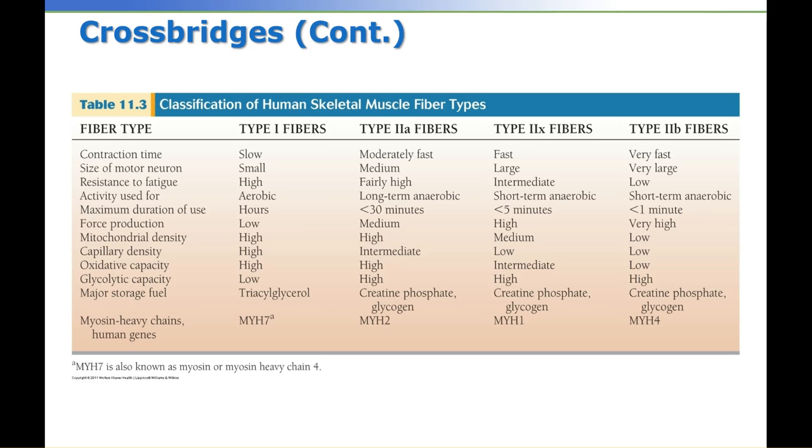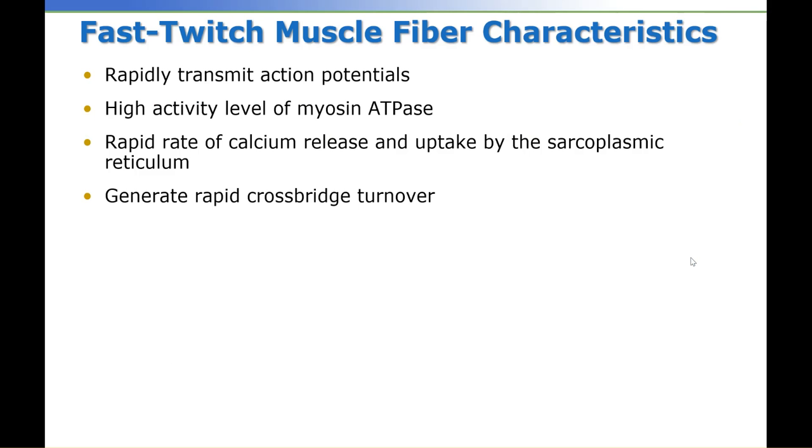Capillary density is really low. It's not oxidative. It's dealing with obviously less than 1 minute. You're dealing with the glycolytic system, which is anaerobic. Fast twitch muscle fiber characteristics: you have rapid transmit of action potentials, high activity of myosin ATPase, and rapid rate of calcium release and uptake by the sarcoplasmic reticulum, which generates rapid cross-bridge turnover. That's why it's labeled as fast.